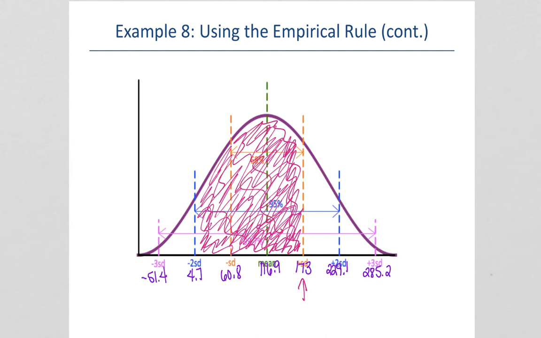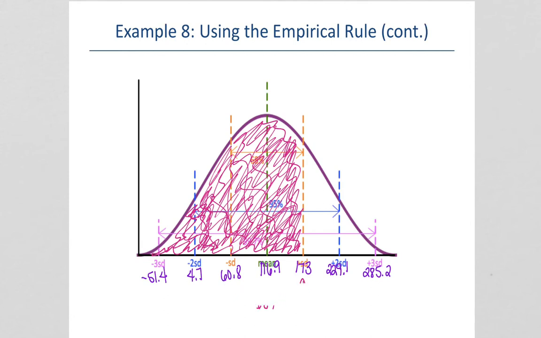So this is what we want. We want that shaded region. So to figure this out, we know that from here to here is 68%. Actually, I looked at my picture wrong. We do go all the way down because we are talking less than. Okay. So we know there to there is 68%. So we can handle that.